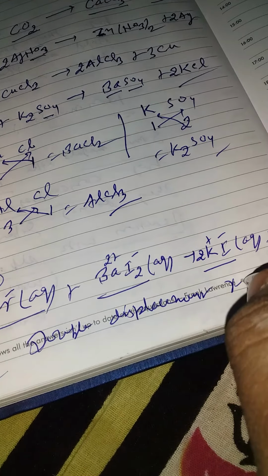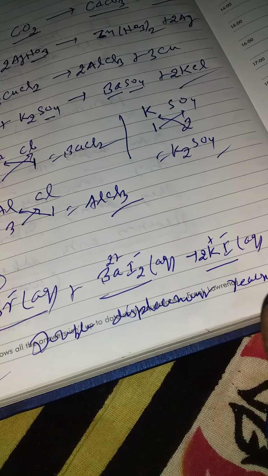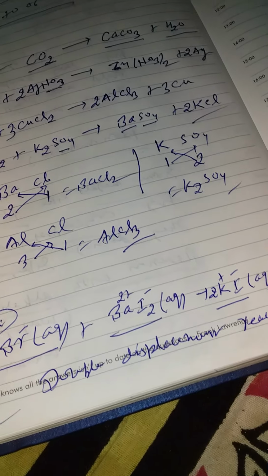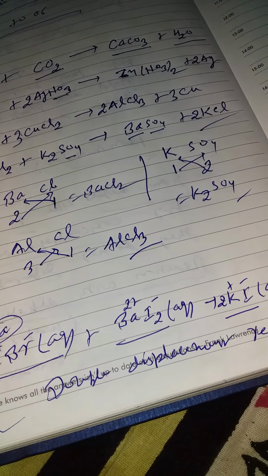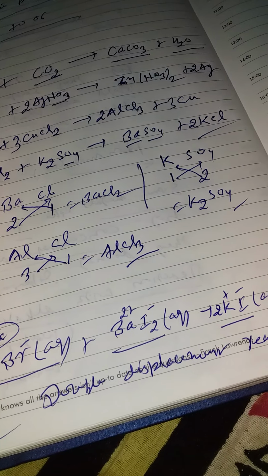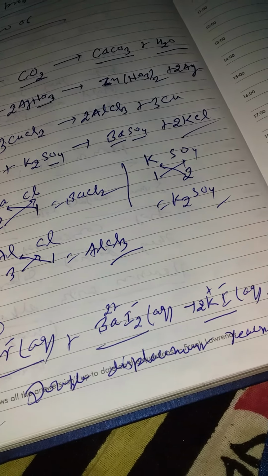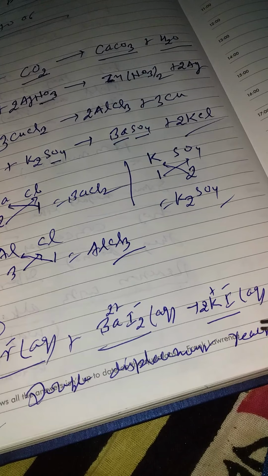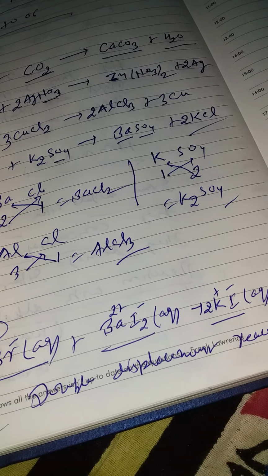Double displacement reaction, and within double displacement reactions it is a precipitation reaction, because in this reaction a precipitate is formed. So we can also say that it is a precipitation reaction.